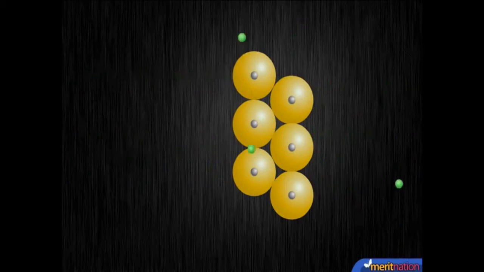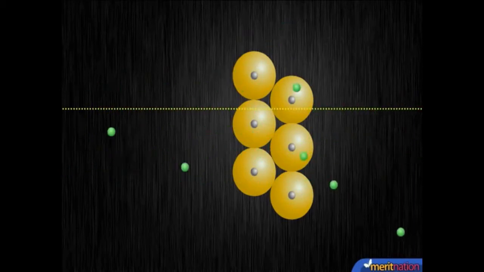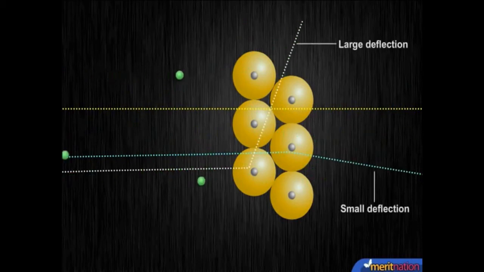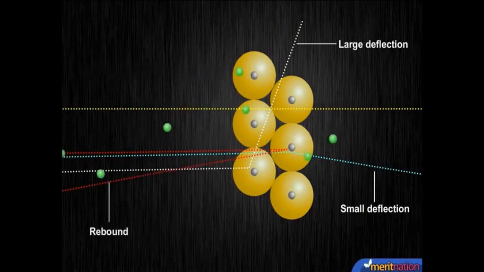Using the animation again, Rutherford proposed that because most of the alpha particles pass straight through, the atom was largely empty space. With very few deflections, the nucleus had to be small and dense. And because some of the alpha particles bounced back, the nucleus had to have a positive charge to reflect the positive alpha particles. We'll look at electrons and electron shells a bit later.